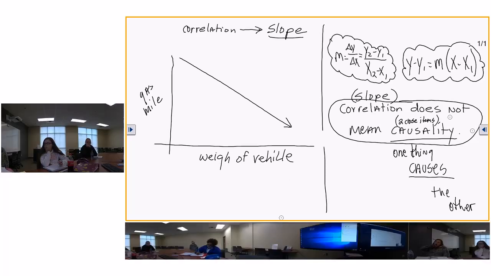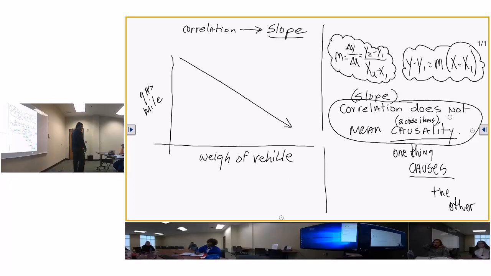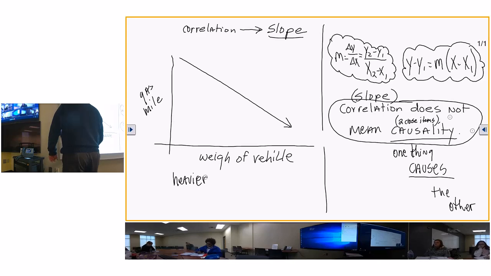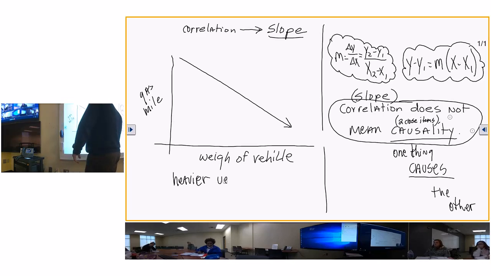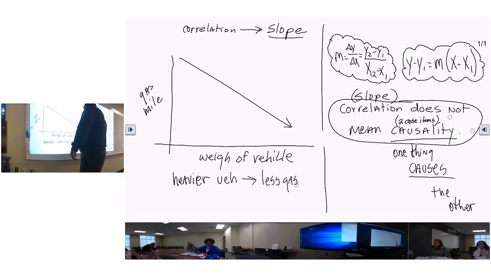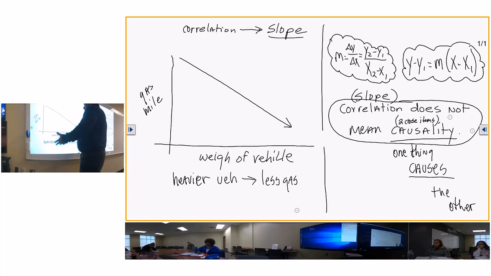Okay, somebody tell me what that is telling us. The heavier your vehicle is, the lower your gas mileage is. Okay, this is saying the heavier your car is, vehicle, the heavier the vehicle, the less the what? Is that a correlation? Is that a causality? Yes.